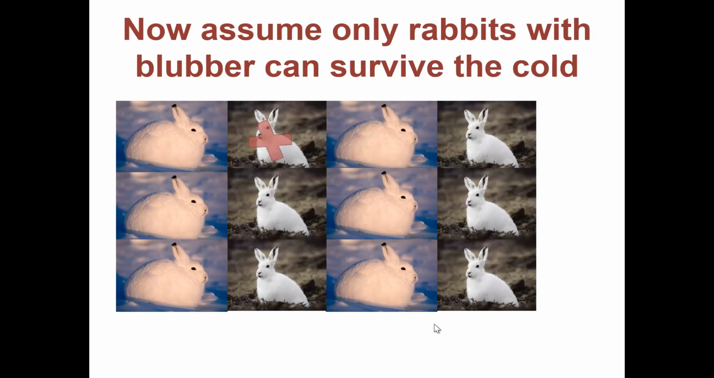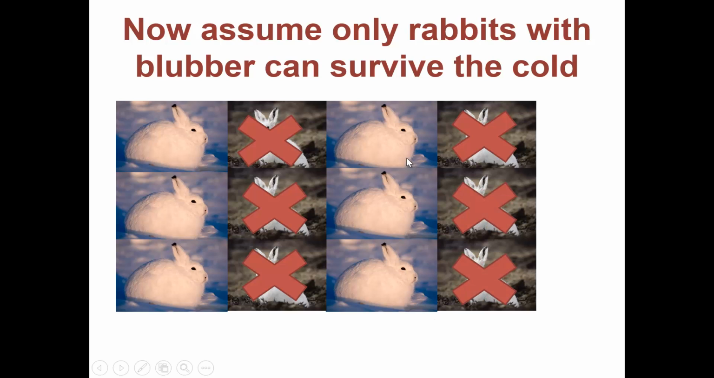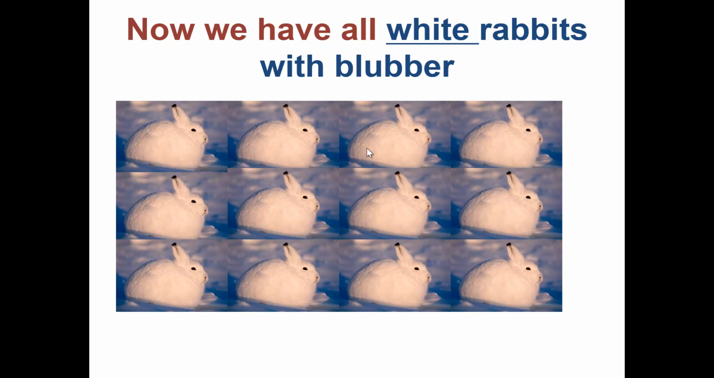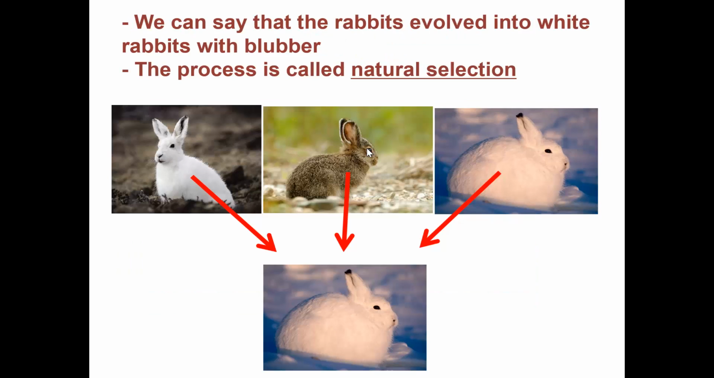Let's take a look at another example. Now assume that only rabbits with blubber can survive the cold. You can see here that these rabbits have a lot more blubber on their bones that allows them to survive the extreme temperatures of the tundra. The rabbits on the other side, though, are much smaller and don't have the blubber to surround their bones. Because of that, these rabbits would die off, and the only rabbits able to survive would be those that are better adapted, which would be the rabbits with blubber. In this case, of course, those rabbits would reproduce, and now we would have all white rabbits with blubber in the tundra. We can say that the rabbits evolved into white rabbits with blubber through the process of natural selection.